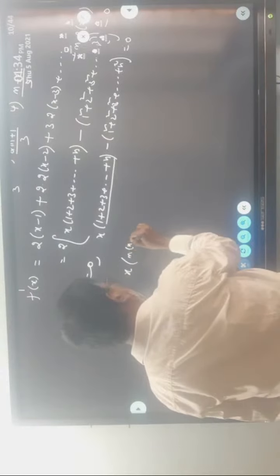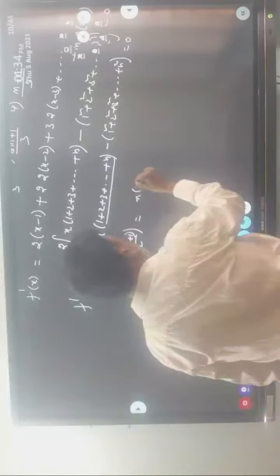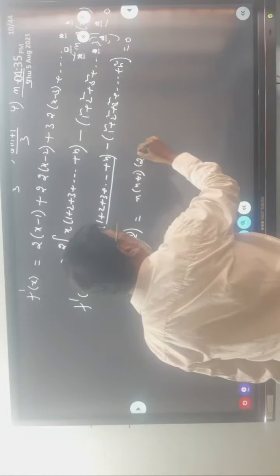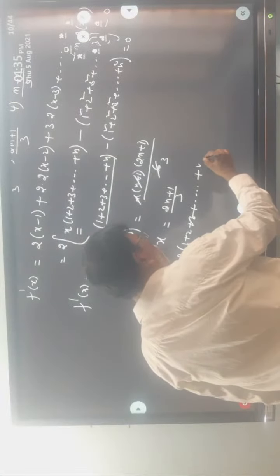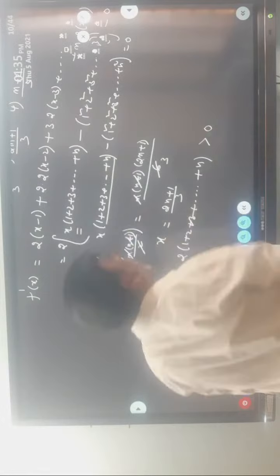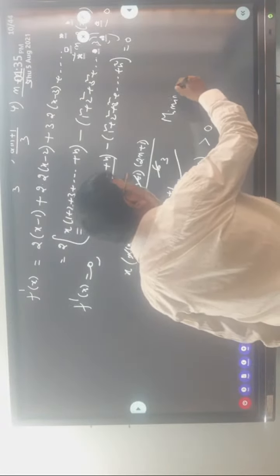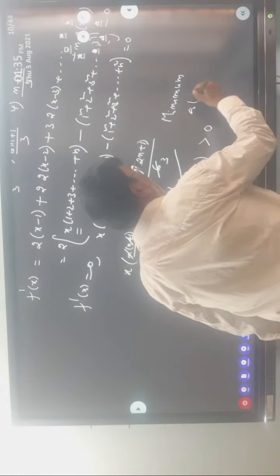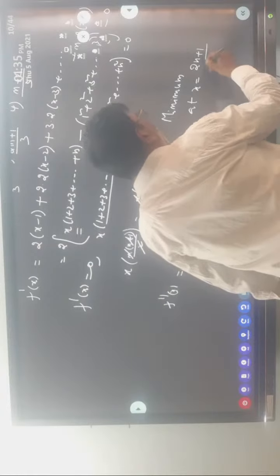n into n plus 1 by 2 gives, take that side, n into n plus 1 into 2n plus 1 by 6. If you substitute that, n plus 1 cancels, so 2 and 3 times cancel. So x is... which sum is greater than 0? It has a minimum value at x equals 2n plus 1 by 3. So this is the correct answer.